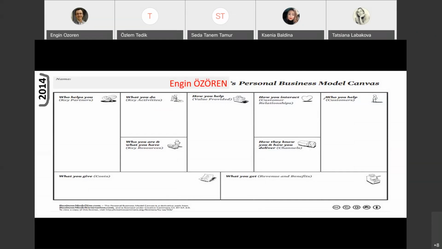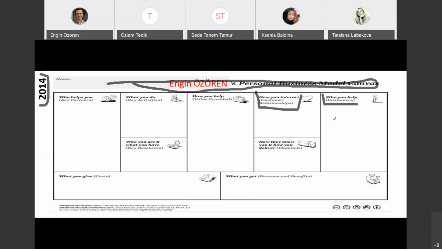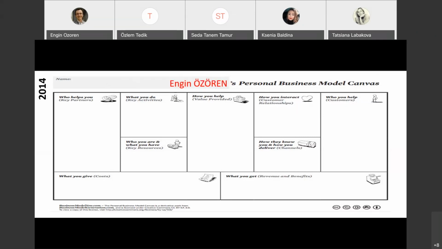This is my who you help, your customers. I'm also going to share the personal business model canvas, the plain version, so you may write down your own canvas. So let's see who you help. Dears, in 2014, I was helping the Philip Morris International Product Development Department. I am a part of them.